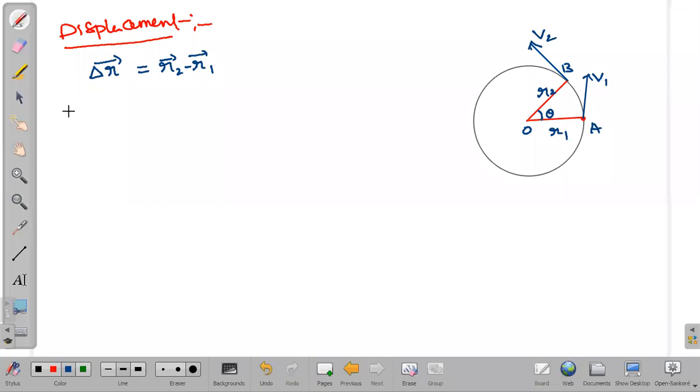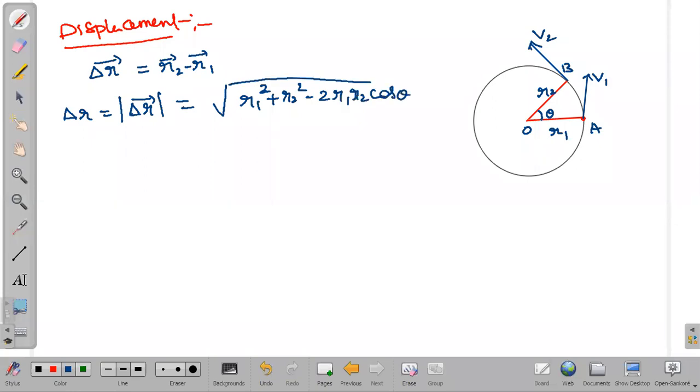Now if you want the magnitude of this displacement, we will write delta r is equal to the magnitude, that means the magnitude applied to this vector r2 minus r1. So we write the square root of r1 square plus r2 square minus 2 r1 r2 cos theta. If there is an addition, we will write plus here, but as it is minus, this comes under subtraction of vectors. We have seen the same concept, and I am applying the same thing over here. This is how we find the magnitude.